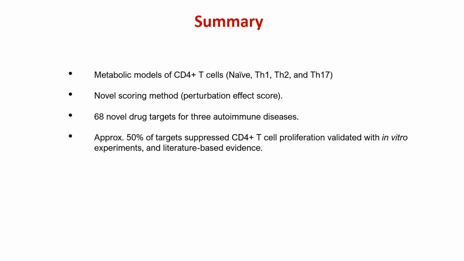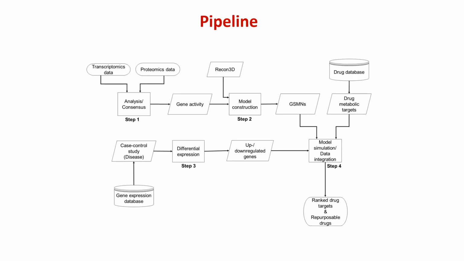In summary, we developed metabolic models of naive, Th1, Th2, and Th17 subtypes. We used a novel scoring method. We identified 68 drug targets, and approximately 50% of these targets were validated with either in-house experiments or with existing literature to show the inhibitory effect on T cell proliferation. Also, we used our approach and created a pipeline for metabolic drug target identification and drug repurposing that is implemented in Python and available as a Docker image.